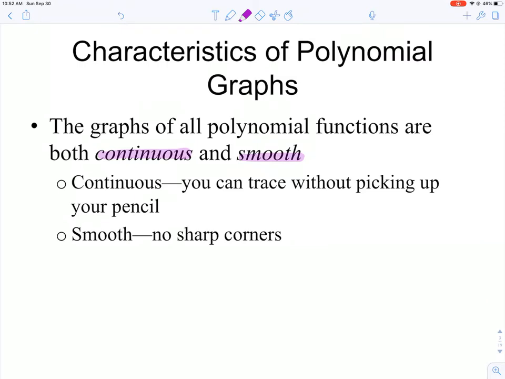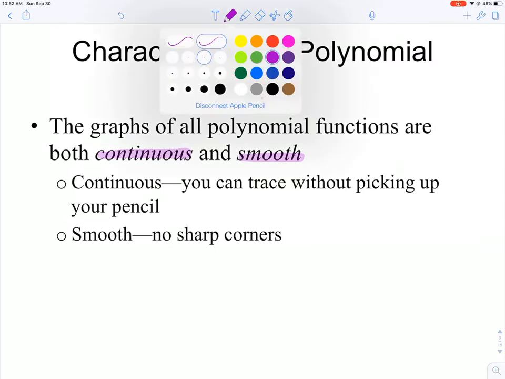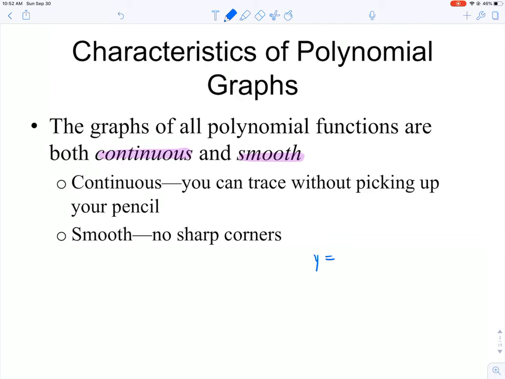So an example of a sharp corner would be the graph of absolute value of x, right? That's the graph that is the V shape. So that would be an example of a sharp corner. Polynomials do not have any sharp corners. They are both smooth and continuous. Now, in calculus, you are going to look at some more formal definitions of continuous and smooth, but for now, we're just going to use these intuitive definitions.